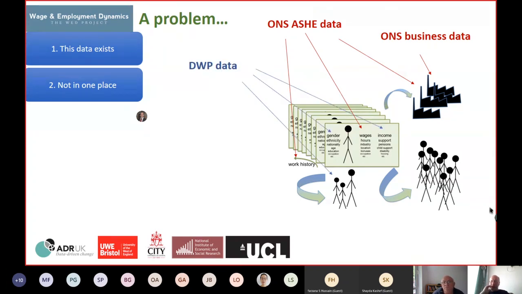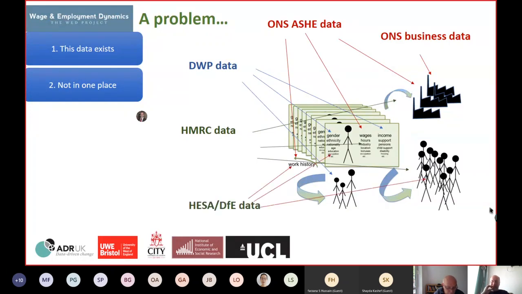Then DWP has a lot of information about, for example, other income sources, and it's also got lots of personal characteristics. HMRC has information on earnings, information on employers, self-employment, information on the whole population. HESA and the Department for Education have more personal characteristics, information on the population, lots of information about the relationship between employment and working. And finally, we've got the decennial census. So once every 10 years, getting a lot of information about personal characteristics, about the population, and about family relationships. So all there, but all in multiple different organisations.